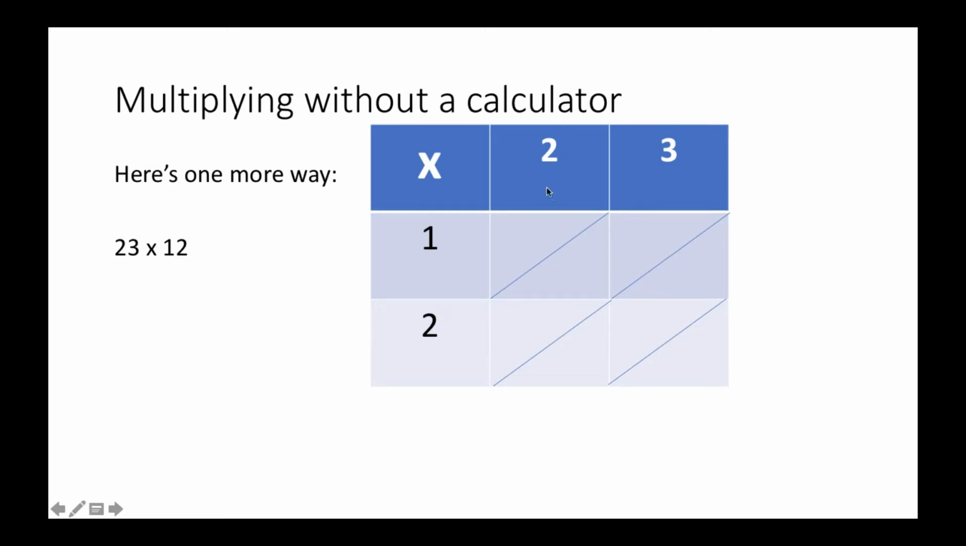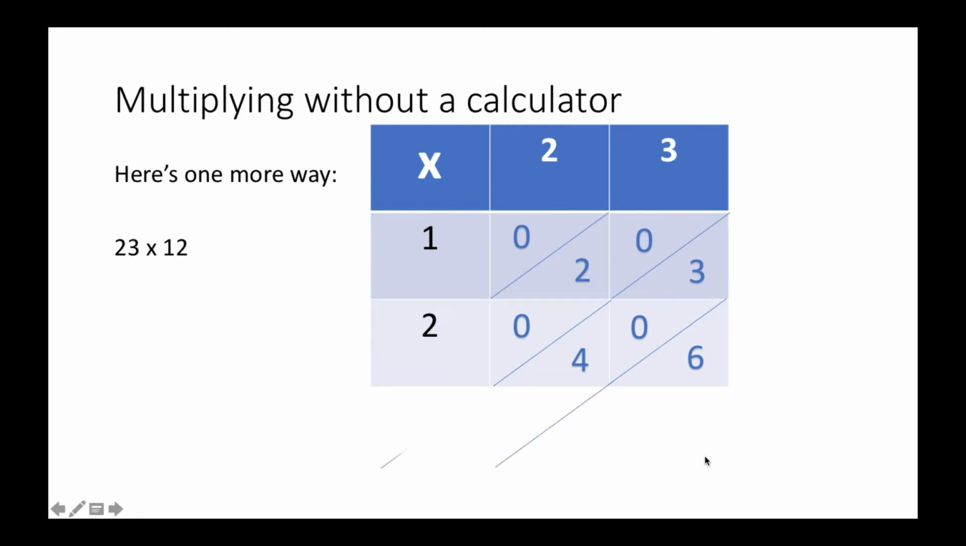Well, 1 times 2 is 2, so I need to put 0 and then 2, so like this, 0, 2, because there's no tens. We have one triangle for the tens and one triangle for the units. So 0, 2. 1 times 3 is 0, 3. 2 times 2 is 0, 4. And 2 times 3 is 0, 6. Okay, so you've just multiplied all the numbers by each other.